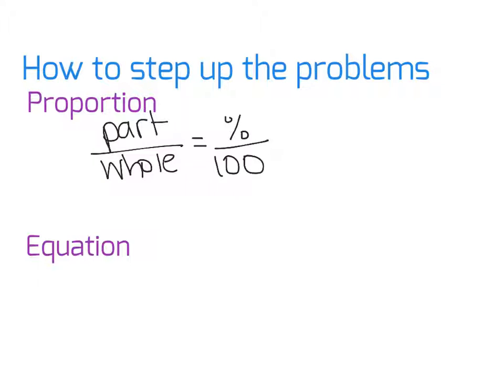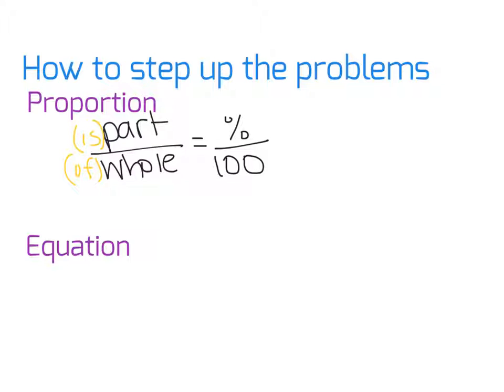If you like keywords, a keyword that can help you set up this proportion is that "is" is going to go with your part, and "of" is going to go with the whole. So I like to think of this as is over of is equal to the percent over 100. This 100 is always going to be 100. It's never going to change to a different number because a percent is always out of 100.